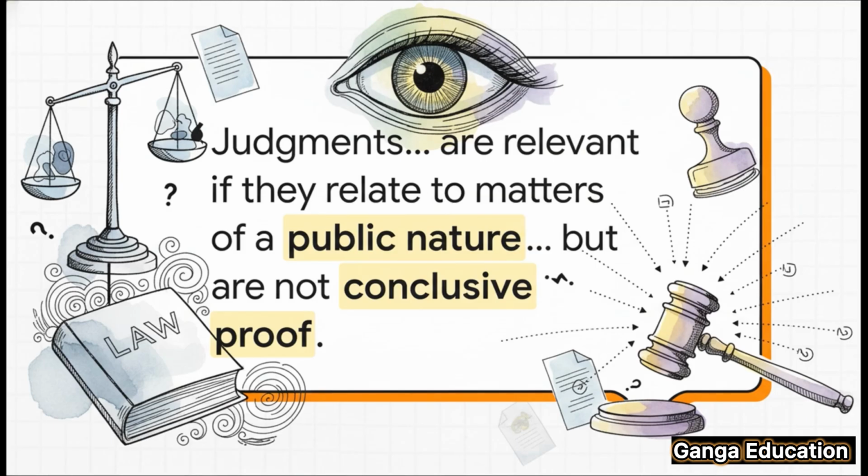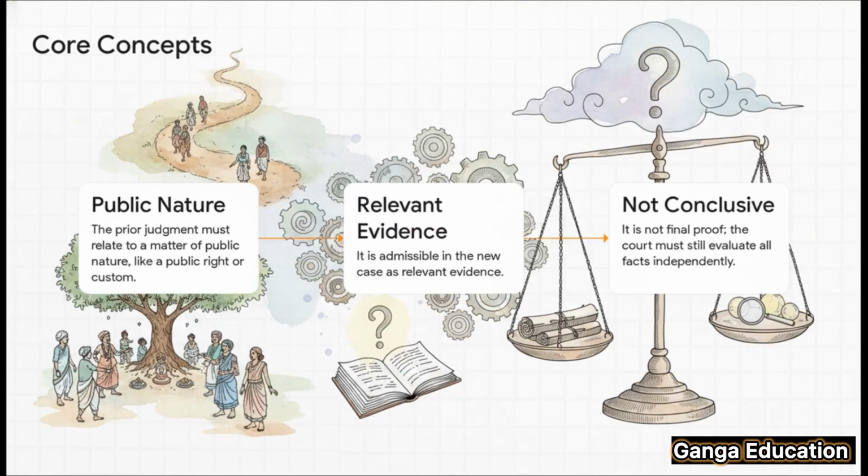independent decision. So to make this super clear, is section में 3 important चीजें हैं. First, the judgment has to be about matters of public nature. What's that? Well, think of things like a public pathway or a local custom that affects everyone. Second, if it is about a public matter, then it becomes relevant evidence. And third, and this is the most important distinction, it is not conclusive proof.